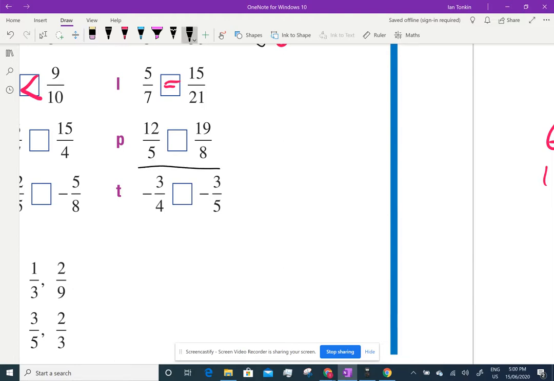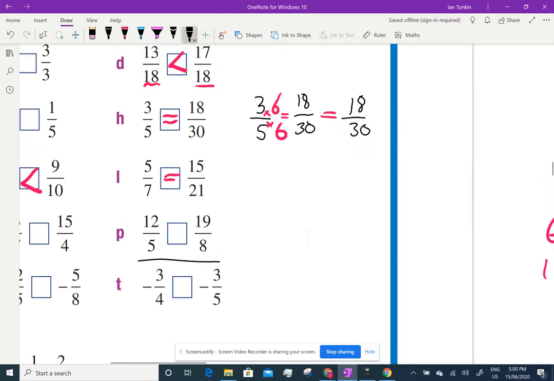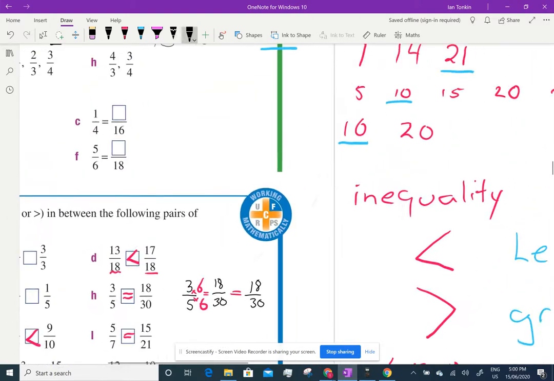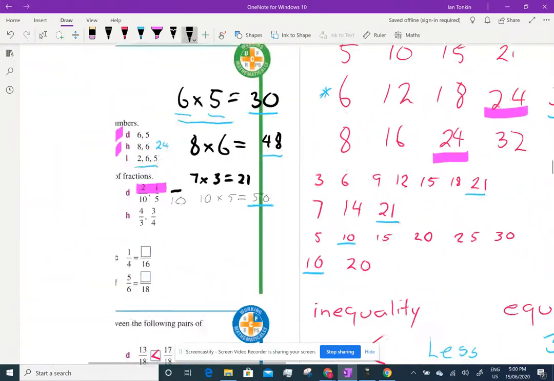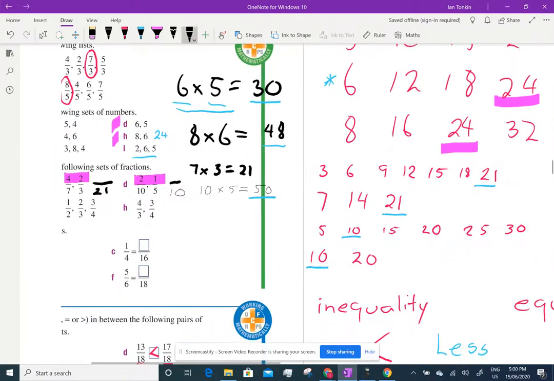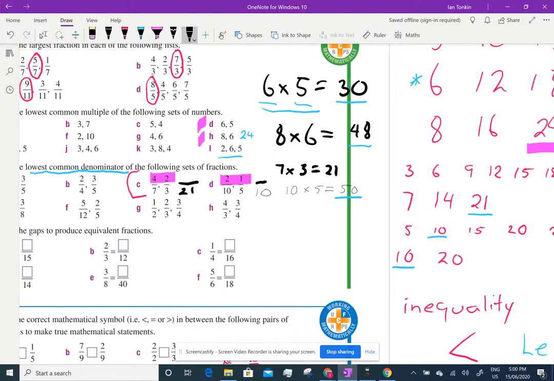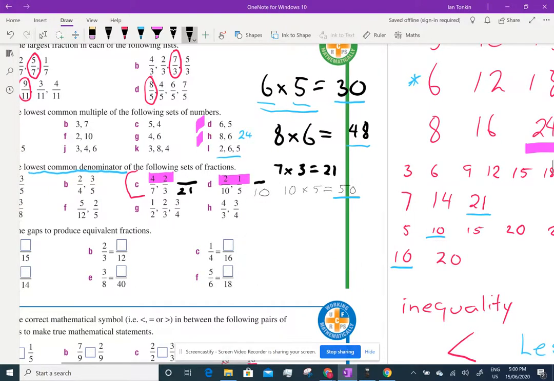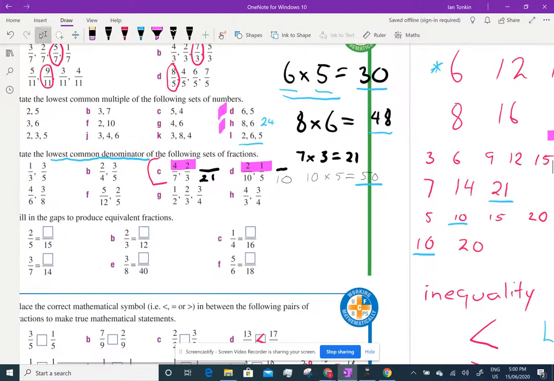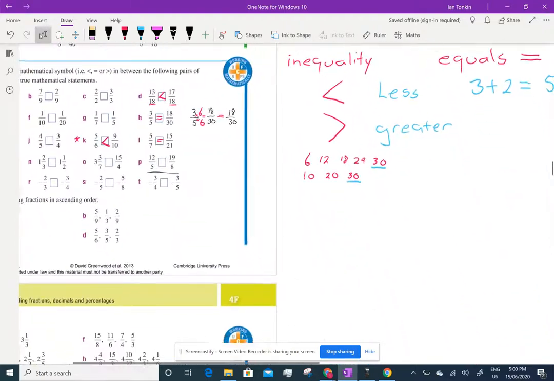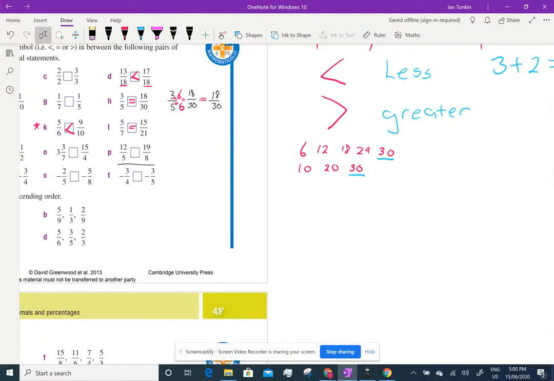This question here. So I need a number that 5 and 8 both go into. Now up here before, I was pretty sure we did 5 and 8. Did we do a 5 and 8? Maybe we didn't. But anyway, do one now. So let's look for a common denominator of 5 and 8. So I'm going to do my 5 and 8 times tables.